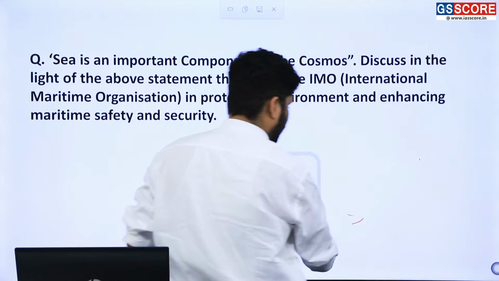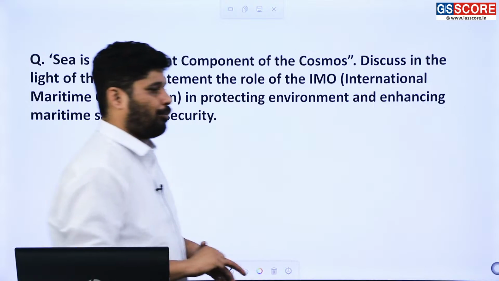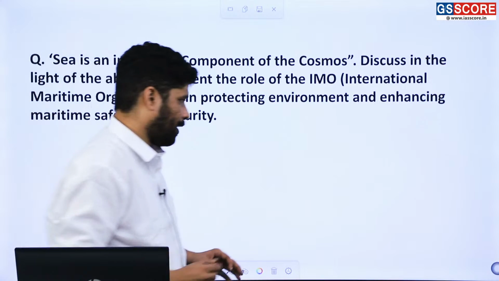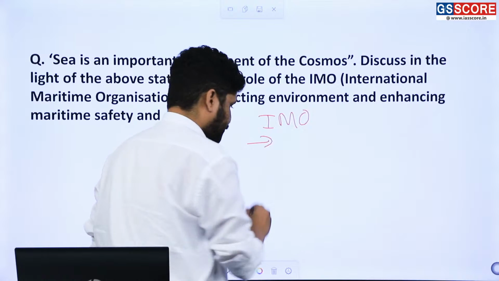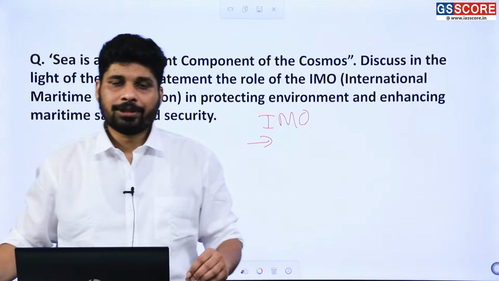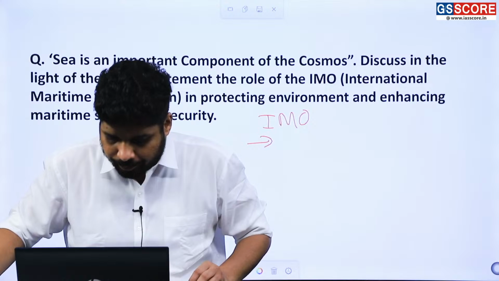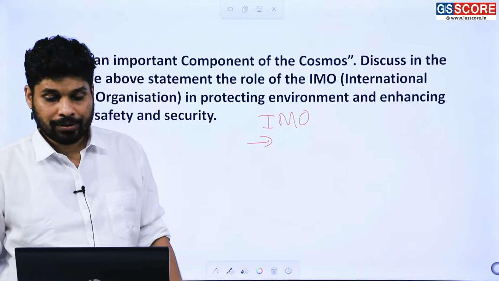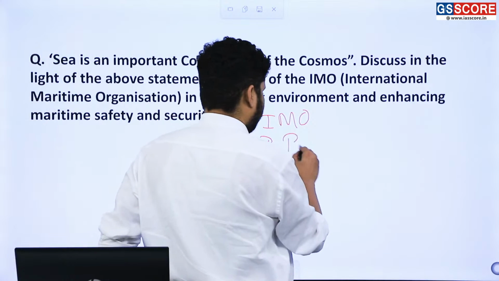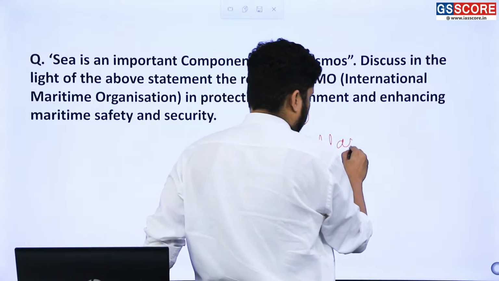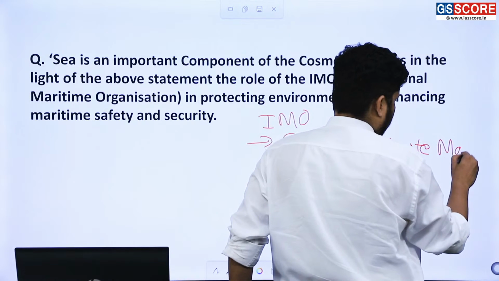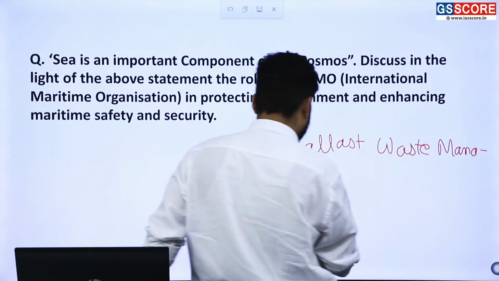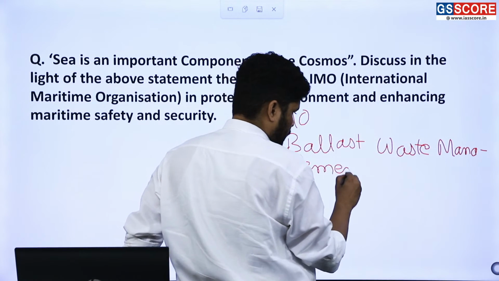मेन बॉडी में what we will do is we will basically talk about what are the initiatives taken by IMO. IMO का initiatives क्या है? What are the initiatives of IMO? First and foremost, with respect to waste management, IMO came up with the Ballast Waste Management Convention.